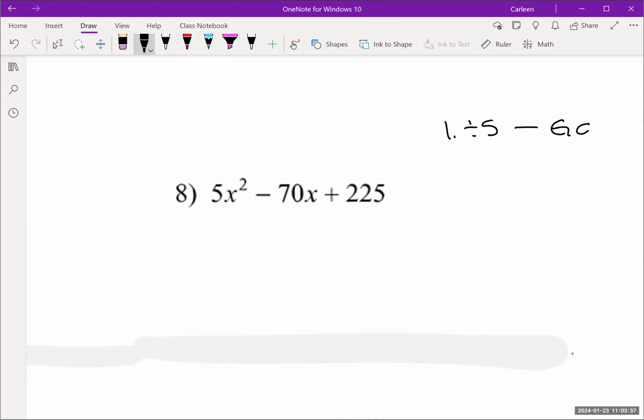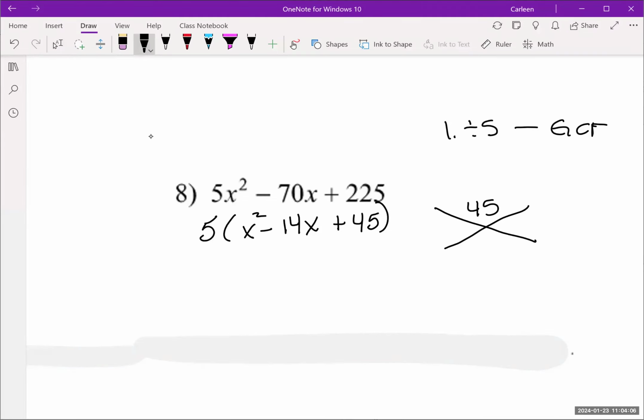This is GCF. So 5, and I have x squared minus 14x plus 40. Let me just check. Yes. Yay! No more rainbow diamond. I was able to pull the 5 out. So now let's just make a diamond. Two numbers that multiply to get 45 and add to get -14.